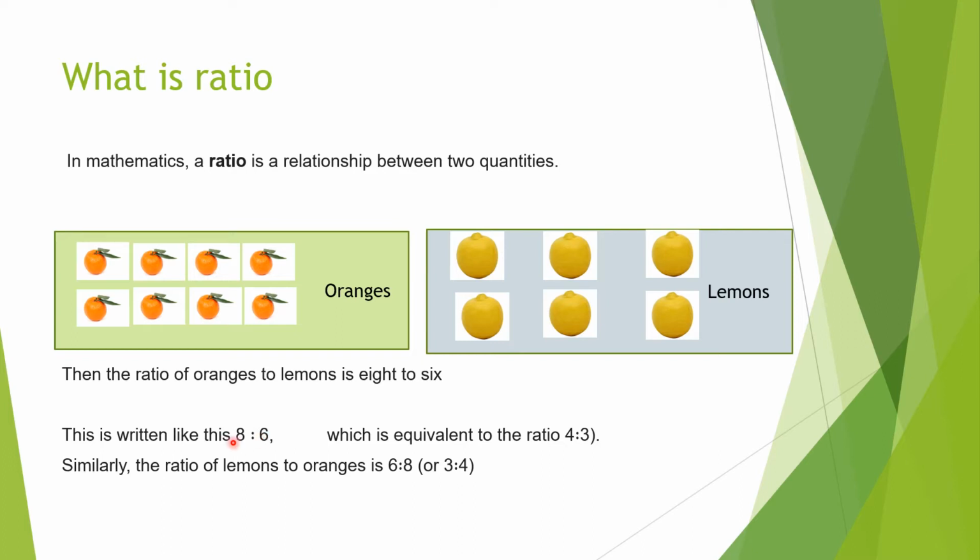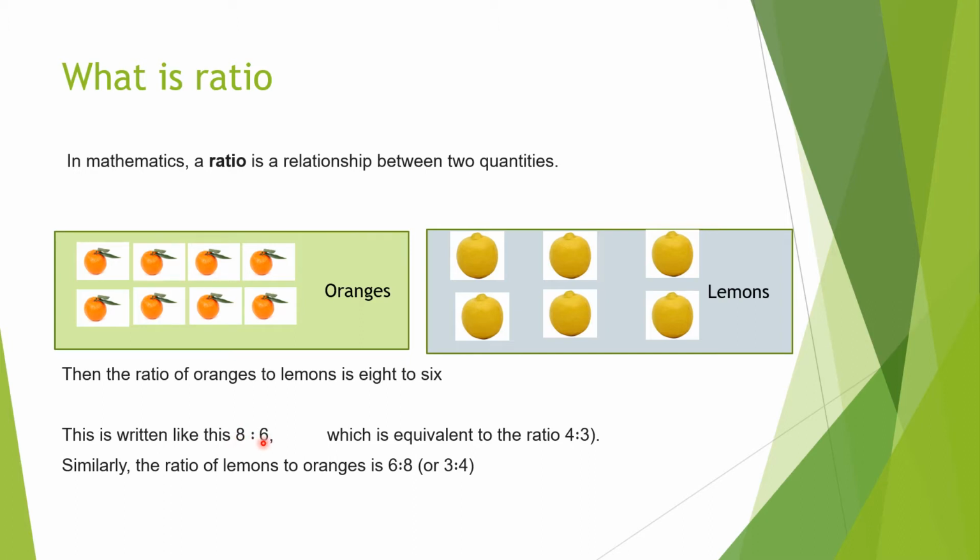The reason why there was 8 first is because the oranges were listed first and the lemons were listed second. Whichever number is listed first is the first number that is listed in the ratio. Hence we have 8 to 6, which is also equivalent to the ratio 4 to 3. How did we get 4 to 3? All we did was reduce this to its lowest terms.